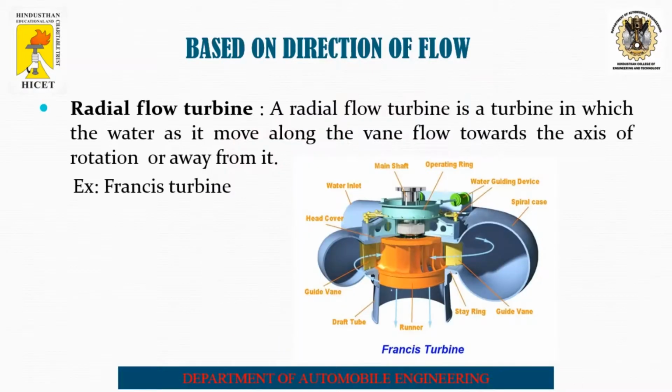As we've seen the past two classifications, now we have the third classification, based on direction of water flow. The first is the radial flow turbine. As we see in the picture, the water comes in sideways, in the radial direction of this particular propeller. In order to increase the water's kinetic as well as pressure energy, the water guiding system is made as a spiral casing, so the pressure as well as kinetic energy is utilized to convert to mechanical energy. A very good example is the Francis turbine.